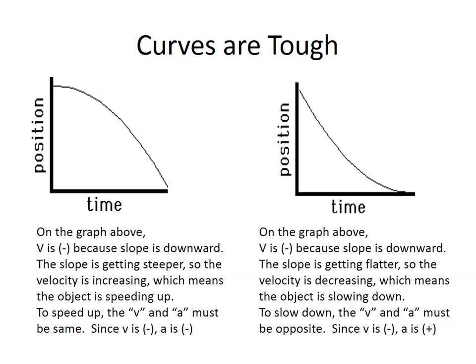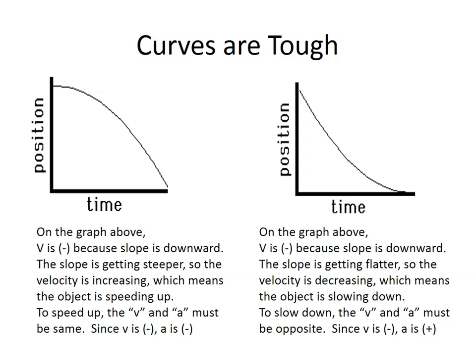So what does that mean? You must be speeding up. In order to speed up, what can you tell me about the signs for velocity and acceleration? They must be the same. So if I know I have a negative velocity and I'm getting faster, I must have a negative acceleration. Basically, the other one is just telling you the opposite.